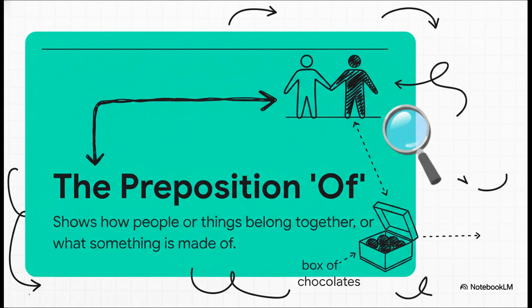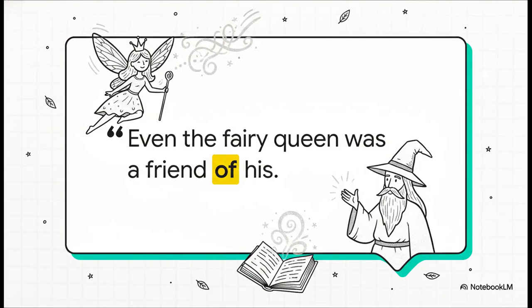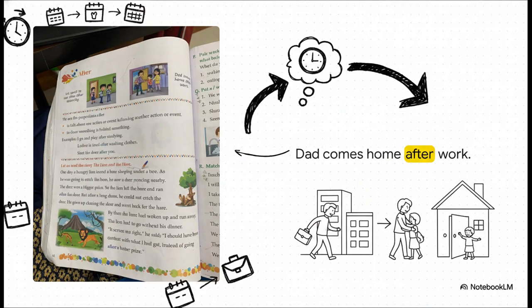Next up, let's talk about the preposition of. This little word is all about connection and what's inside something. It can show ownership or a relationship, and it can also tell you what something contains, like a box of chocolates. This little bit from an old folk tale shows this perfectly. The fairy queen was a friend of his. See, the word of is what establishes that relationship, that sense of belonging between the two of them. Prepositions are also our best friends when it comes to organizing time. Take the word after. It is absolutely crucial for showing us a sequence of events. First, Dad is at work. Then, he comes home. That word after is what puts those two events in the right order for us.